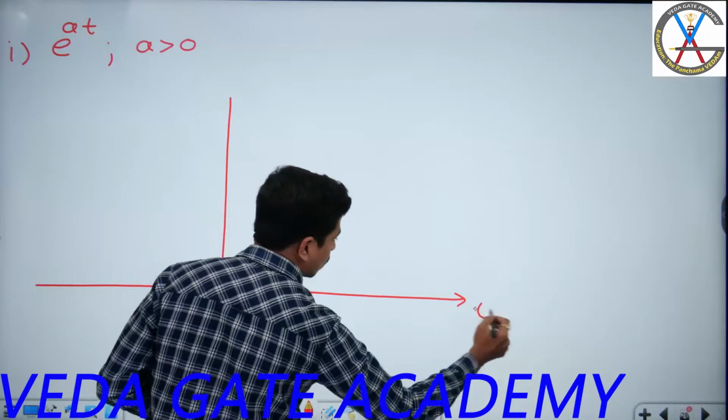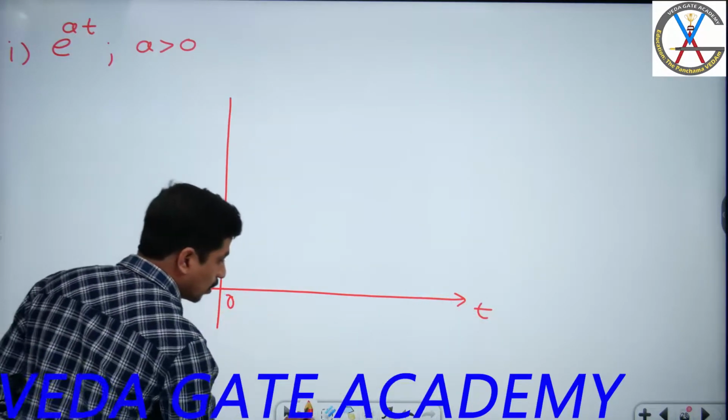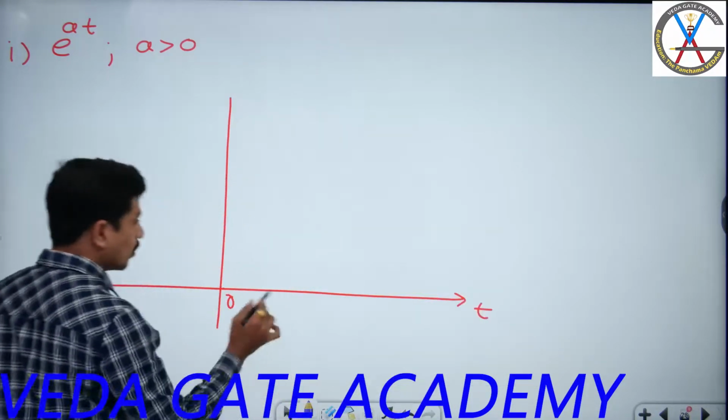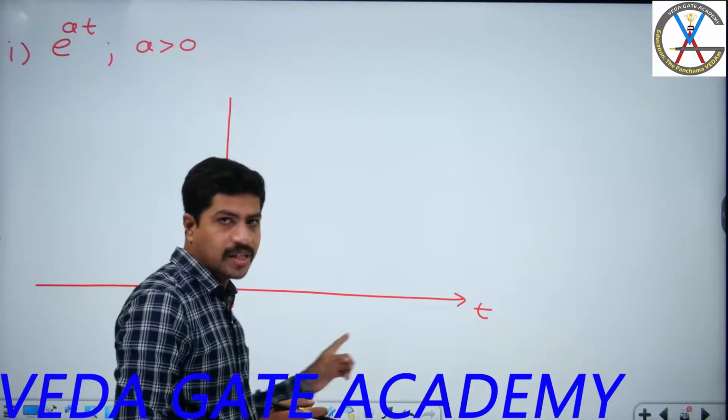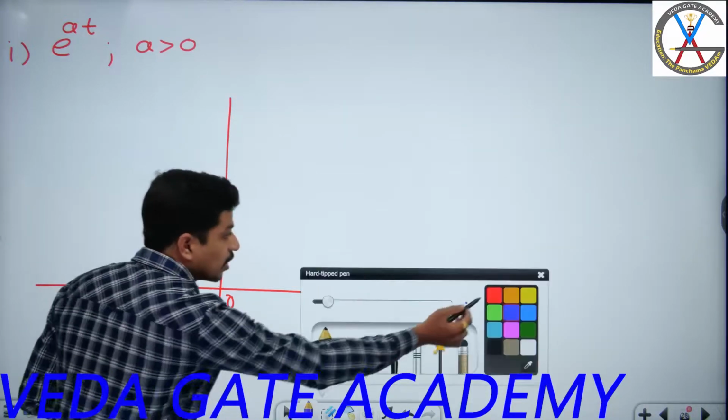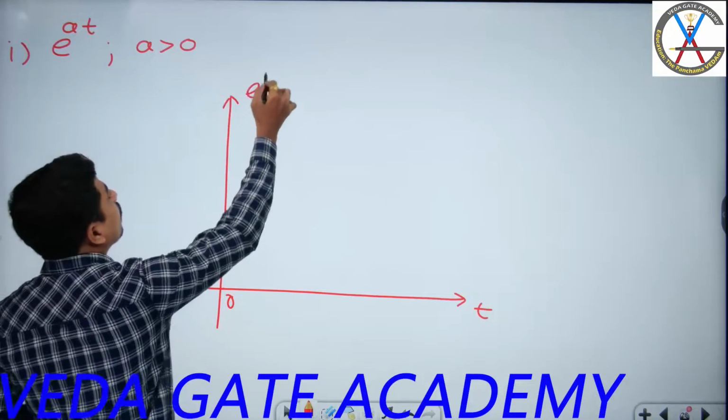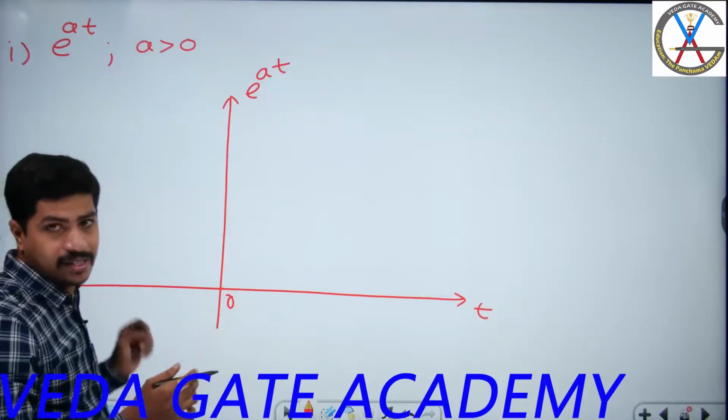Yes, this is t. This is 0. Now for a greater than 0, this is the t greater than 0 axis. This is what axis? e power at. So this is what axis? The t less than 0 axis.